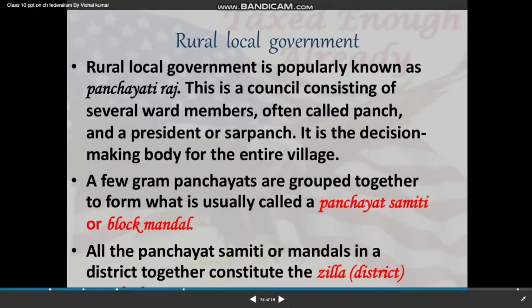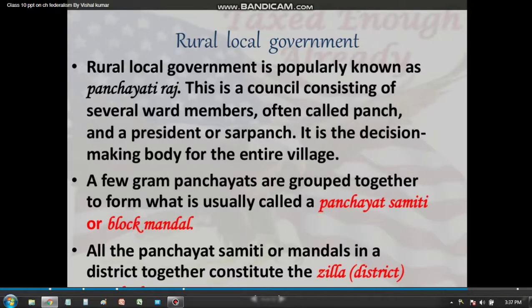Rural local government. Rural local government is popularly known as Panchayati Raj. This is a council consisting of several ward members, often called Panch, and a president or Sarpanch. It is a decision making body for the entire village. A few Gram Panchayats are grouped together to form a Panchayat Samiti or Block or Mandal. All the Panchayat Samitis or Mandals in a district together constitute the Zilla Parishad.